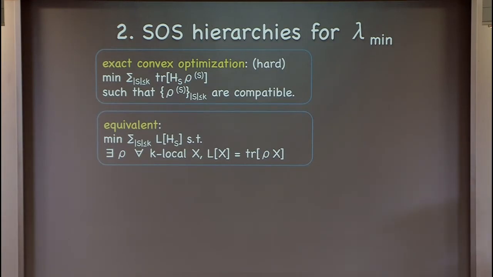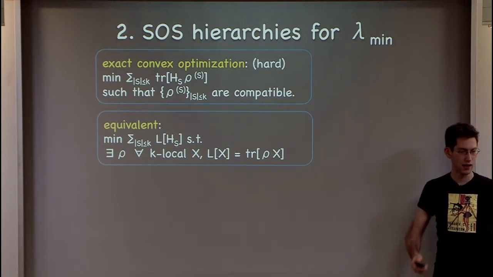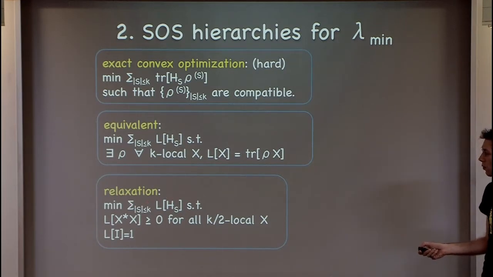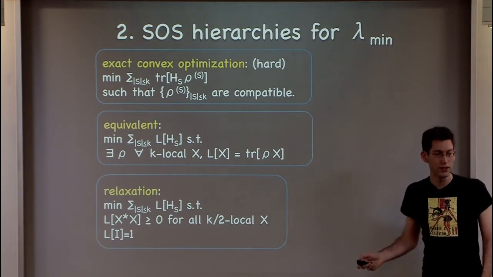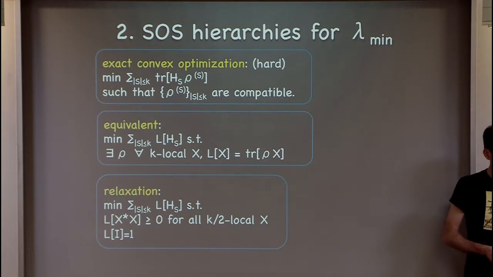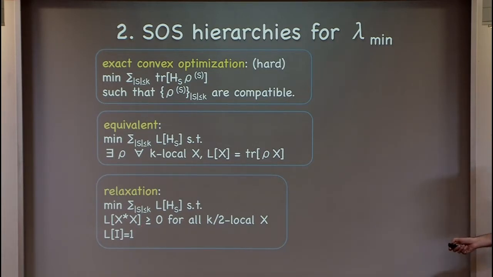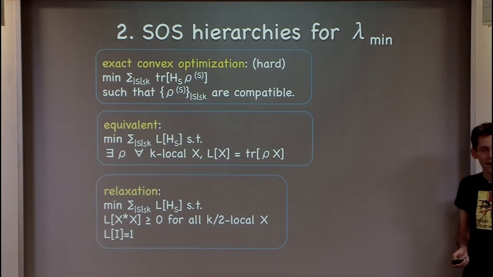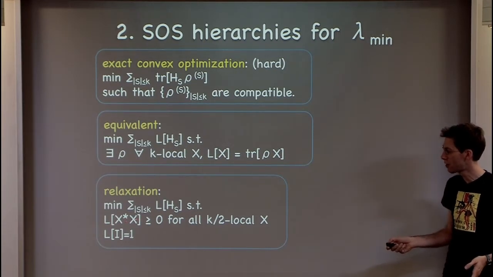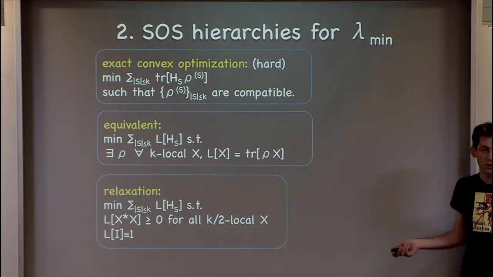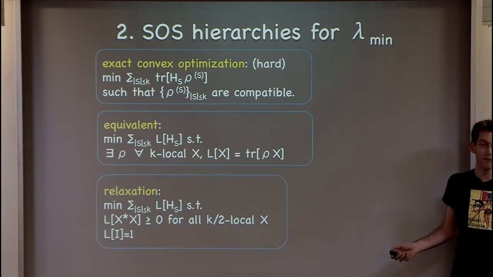And now we can do a relaxation. We can say, well, let's just demand that L satisfy as many properties as we can test with a small SDP. So again, we minimize the sum of L of all the local terms in the Hamiltonian. And now what do we know about L? If it came from a valid state, certainly normalization is that L of identity should equal 1. That part's easy. But also, it should have this PSD condition. So if x is k over 2 local, then x star x is k-local. And so it's something that we have an opinion about. We can say what L of x star x is. And this is a PSD operator. x star x is PSD. So L of this should always be greater than or equal to 0. So if L is valid, this will certainly be true.